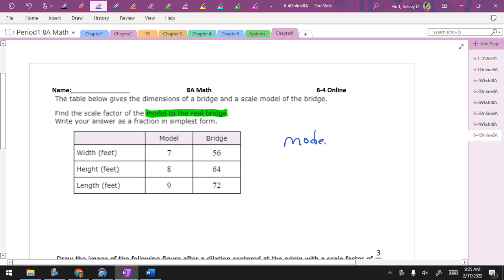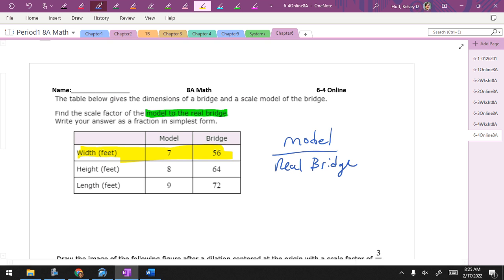Model, to is like your fraction bar, the real bridge. Model to the real bridge. Now, it doesn't matter if you use width, height, or length. You pick any one of them. Which one would you like to pick? Width? Okay. We're going to pick width. What is the measurement of the model for the width? 7 goes on top. What is the measurement for the real bridge?